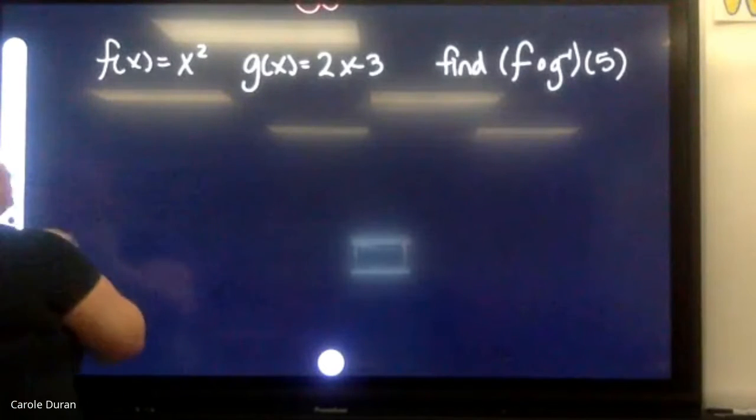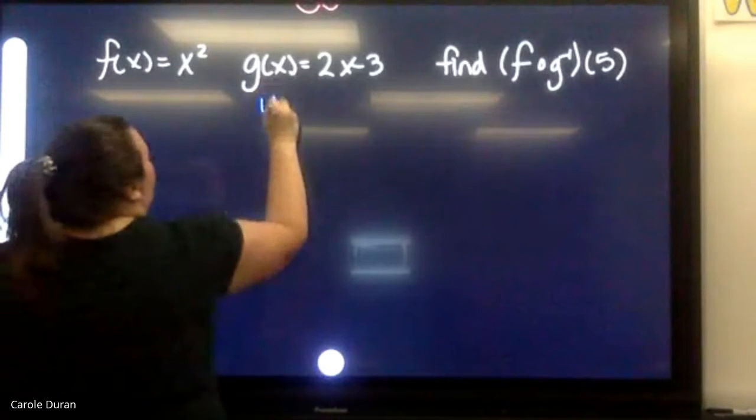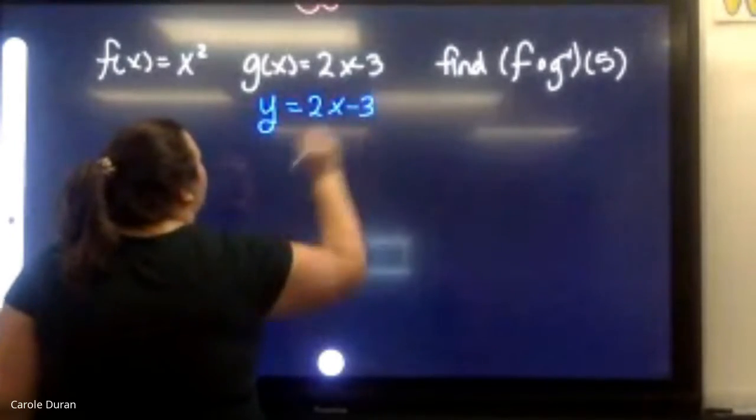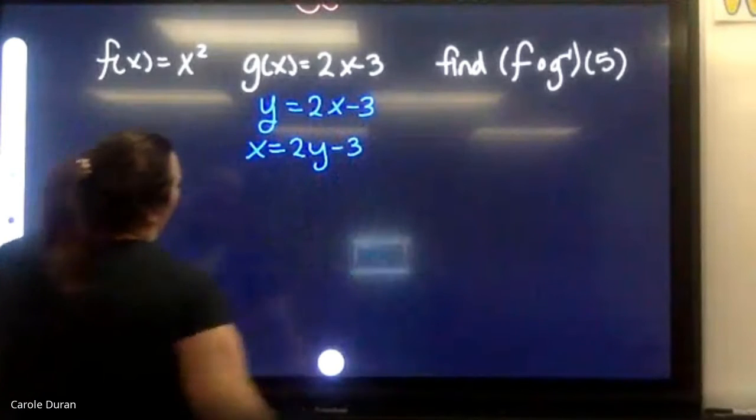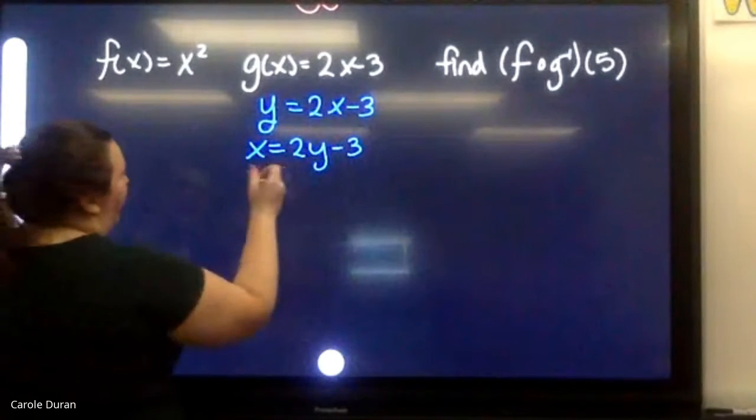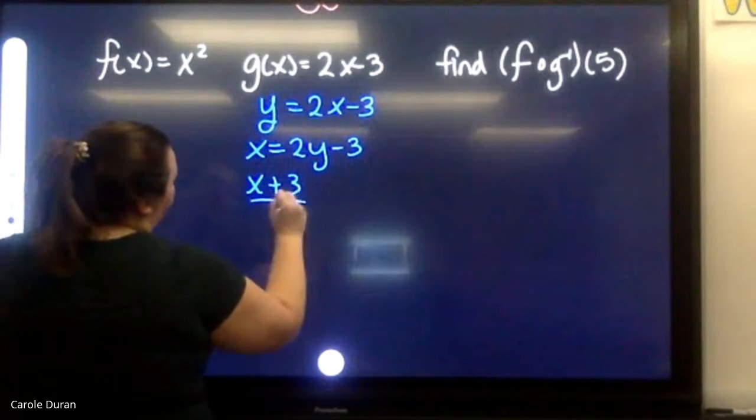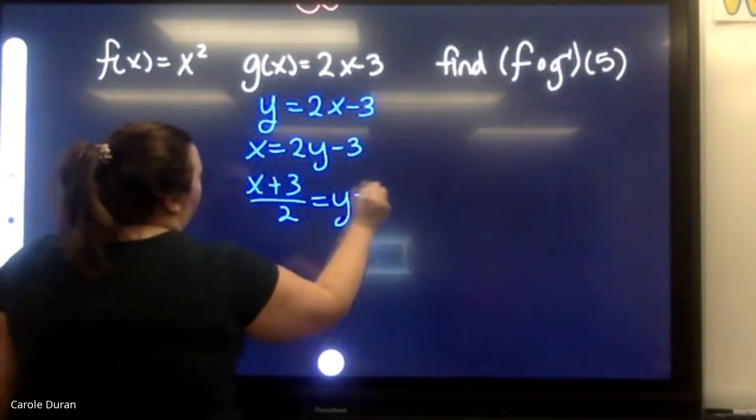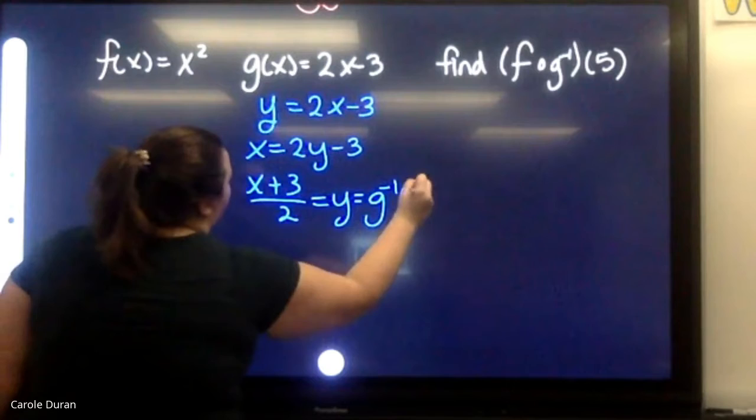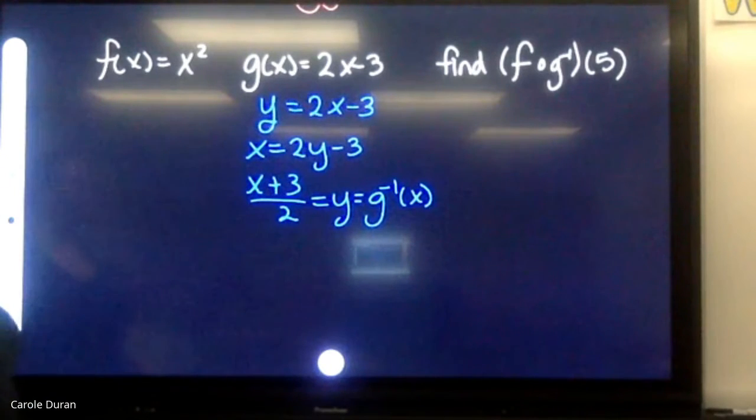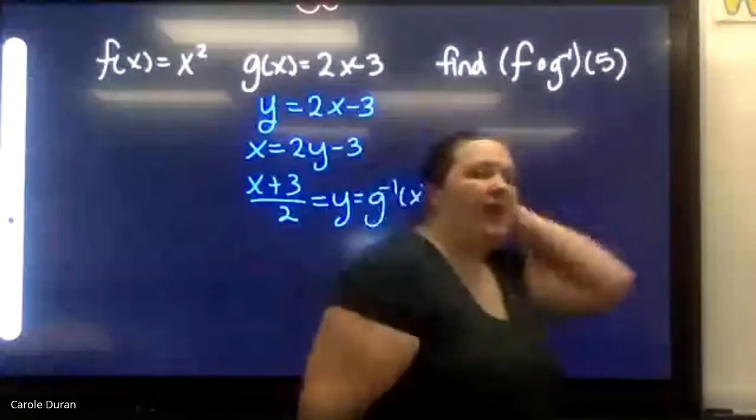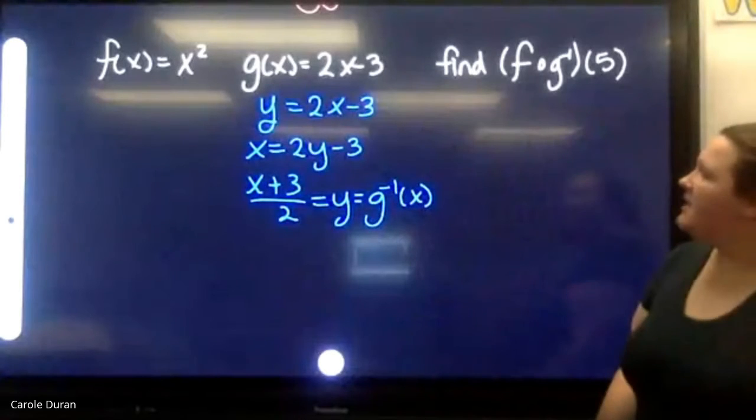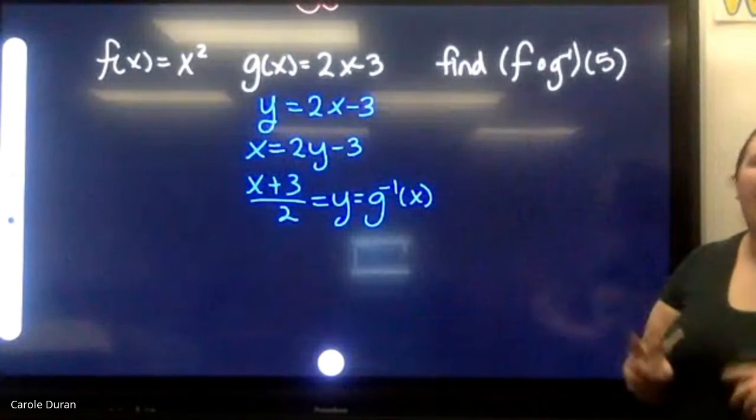So in order to do that, I'm going to switch the x and the y in my g function, and I'm going to solve for y. So I'm going to add the 3 over, and then I'll divide by 2, and then I get my g inverse function that is x plus 3 over 2. Now in this composition function, I'm taking f of g, but I'm solving it at the x value of 5, which means I have 2 options here.